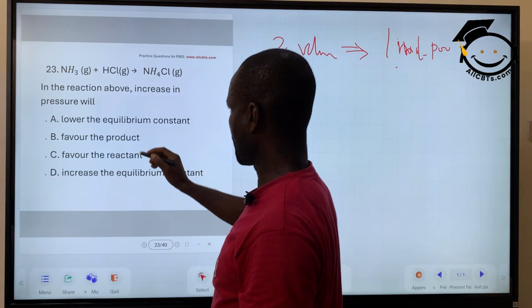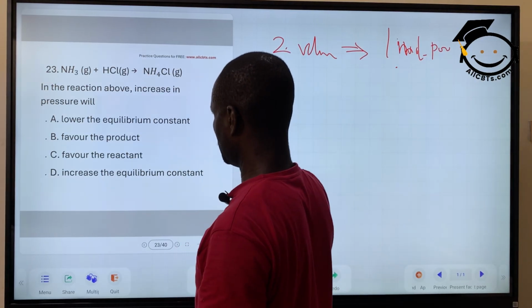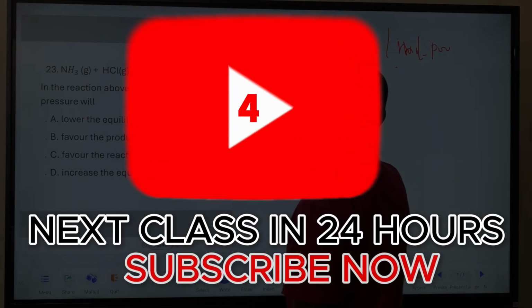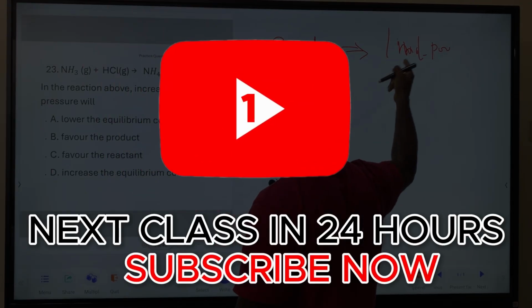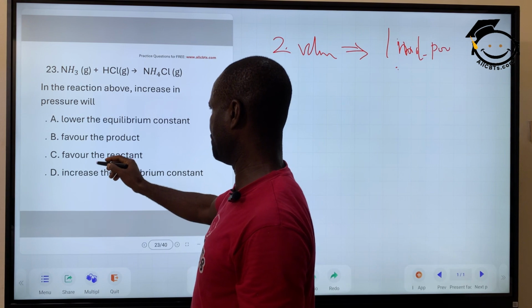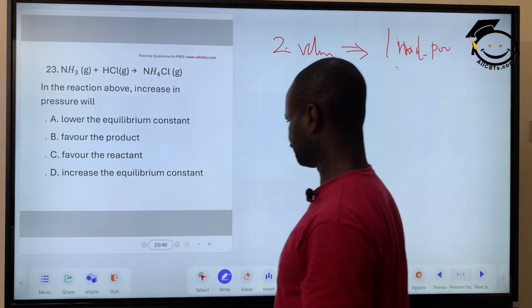Let's see the option. Increase the pressure, favor the product here, which is 1 volume, because decrease in volume favors increase in pressure. So the correct answer is B. It favors the forward reaction, which is the product.